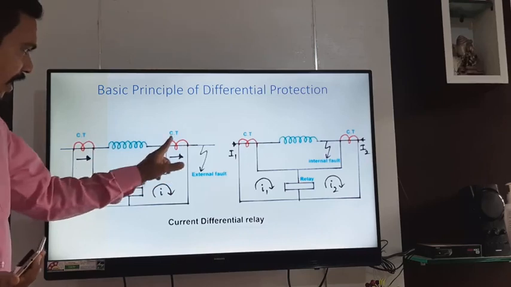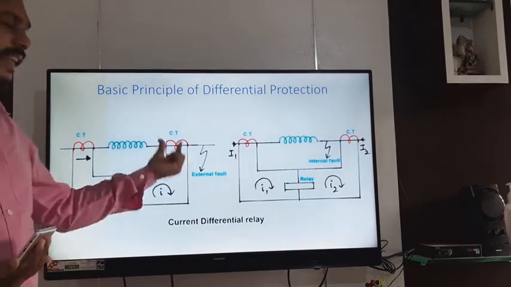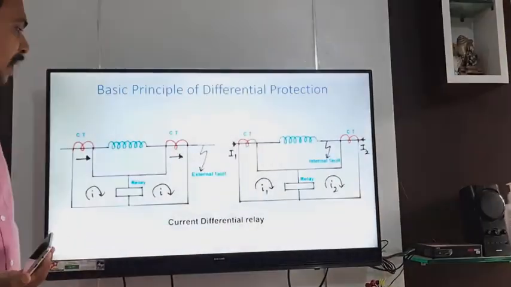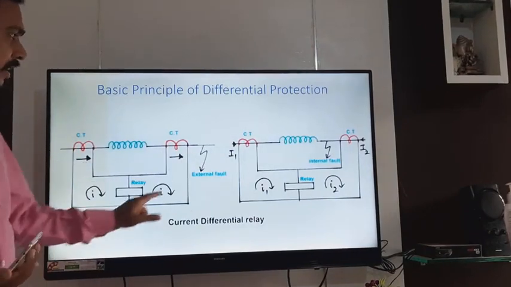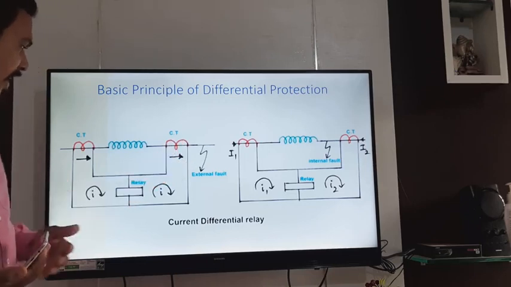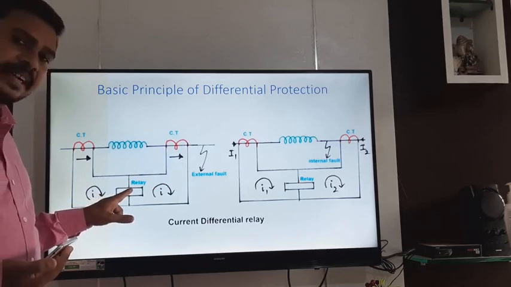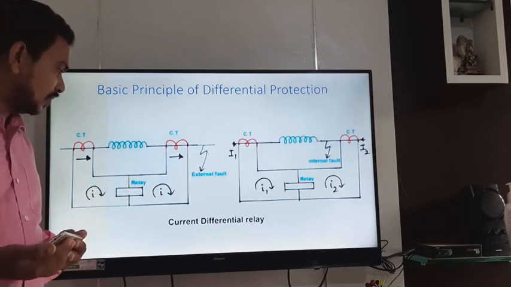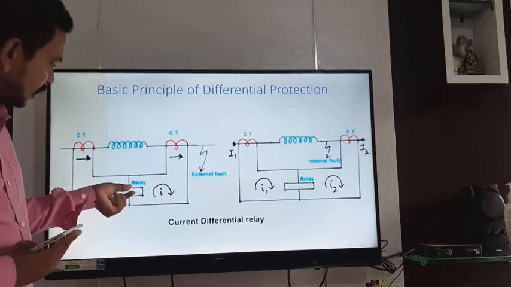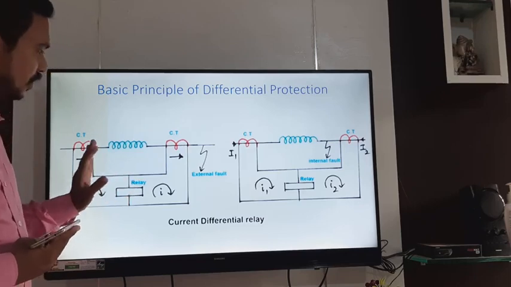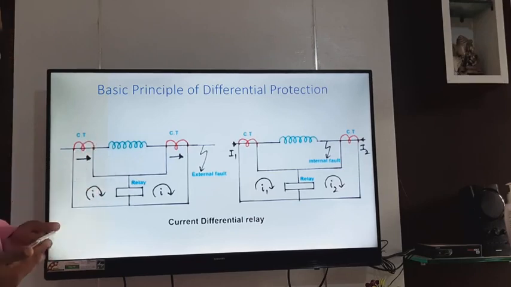Now this is the wire. CT1 is connected to CT2. The wire used to connect these two CTs is known as the pilot wire. In between this pilot wire, one operating coil of the relay is connected. This relay must be connected in the center of the pilot wire, so this relay coil is connected at the midpoint of the pilot wire. This is the basic circuit of differential protection.